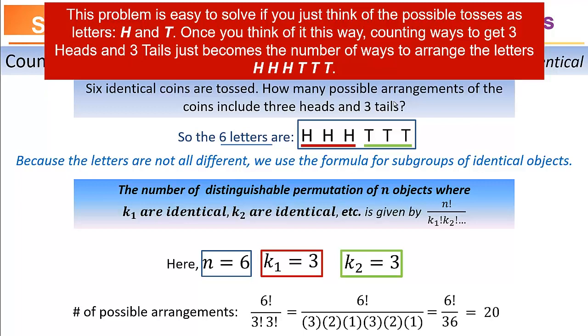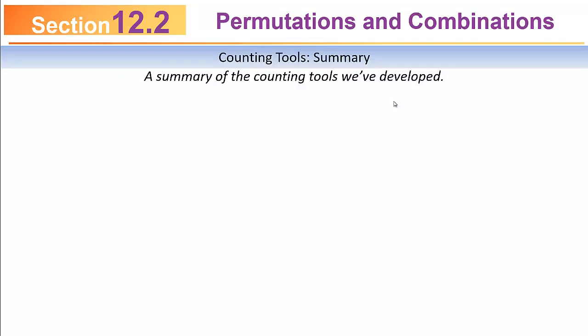So the trick to this problem is thinking of heads and tails as letters. H for heads, T for tails, and then it becomes just like the problem we did before where you have letters instead of numbers, but you have duplicate letters instead of duplicate numbers. But the principle is the same.